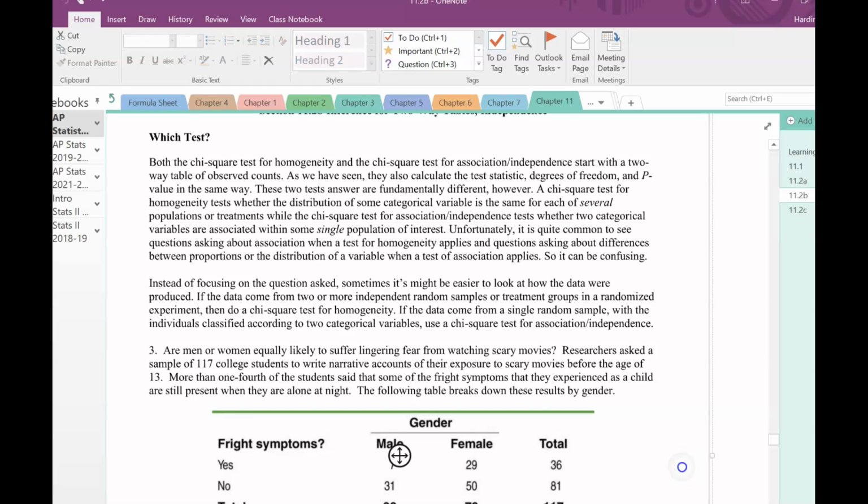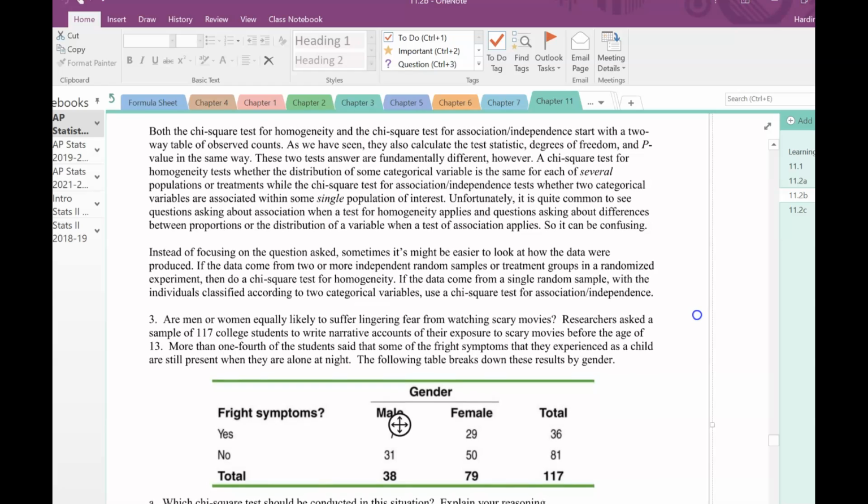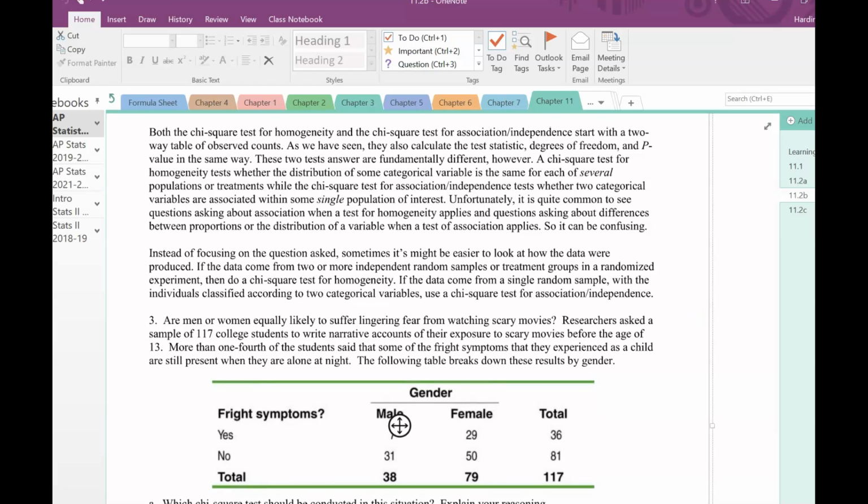So if you look at number 3, are men and women equally likely to suffer lingering fears from watching scary movies? Researchers asked a sample of 117 college students to write narrative accounts for their exposure to scary movies before the age of 13.